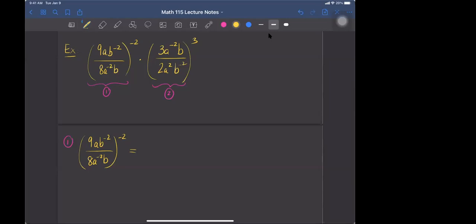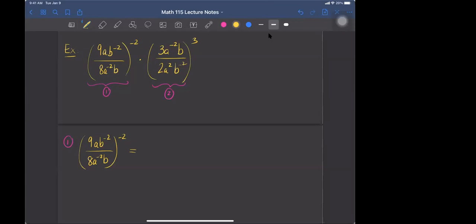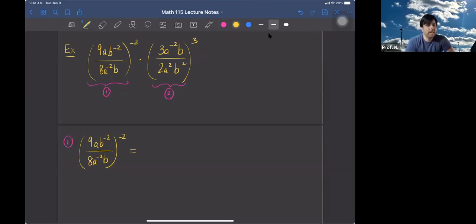Maybe we could distribute the exponents in each first, like in our numerator and the denominator. Yeah, we can do that, but I think it might be better if we simplify the inside first, and then we apply the negative. Because if you notice, the 9 and the 8 just stay there, right? But what about the a's? You see the a's here? So what's a over a to the negative 2? And I got b to the negative 2 over b.